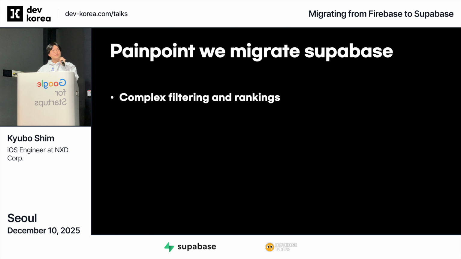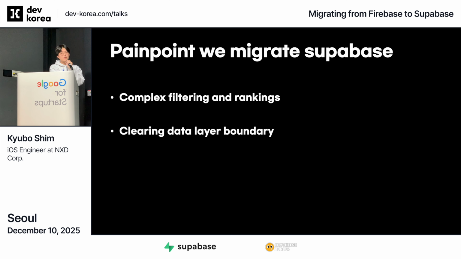First is complex filtering and rankings. As our app grew, users wanted to see songs from multiple teams at once, sorted by popularity. In Firestore, we had to query each team separately, merge the results in the client, and sort again. That's kind of a yuck. Every new feature started with the question: can Firestore handle this?